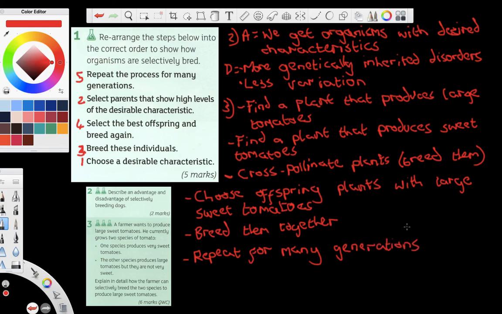So to get these large sweet tomatoes, you need to find a plant that produces large tomatoes, a plant that produces sweet tomatoes. You would then need to cross-pollinate the plants, breed them together. You would then select offspring plants that make large sweet tomatoes, breed them together again, and repeat for many generations. Eventually, you would have some tomatoes that are both large and sweet.